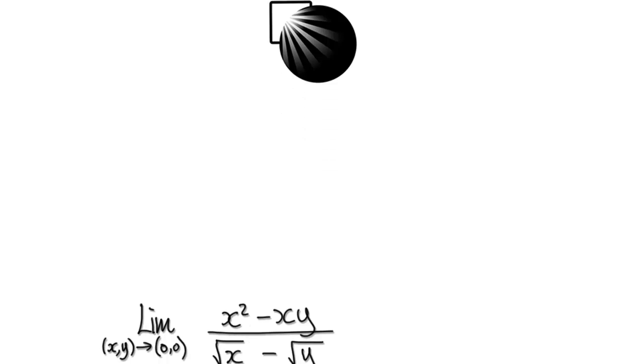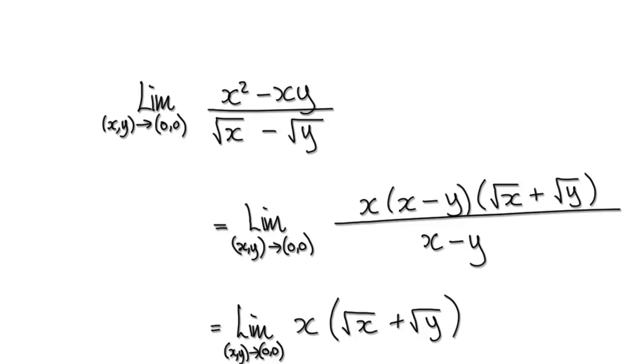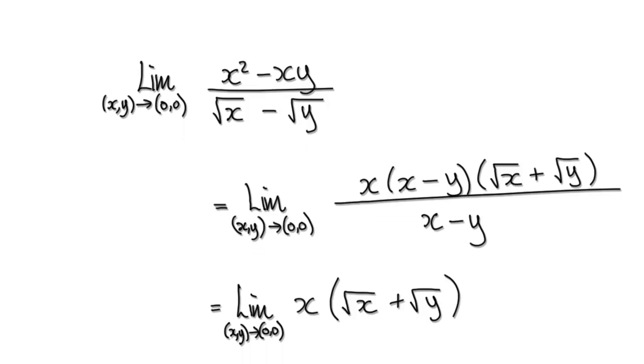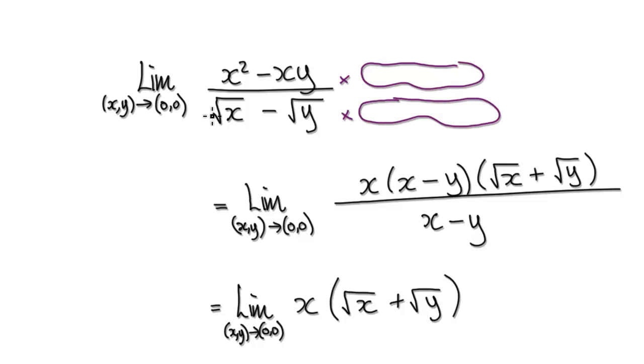When it comes to evaluating multivariable limits, another technique you should consider is to multiply top and bottom by the conjugate. So multiply top and bottom by the conjugate of this thing here.